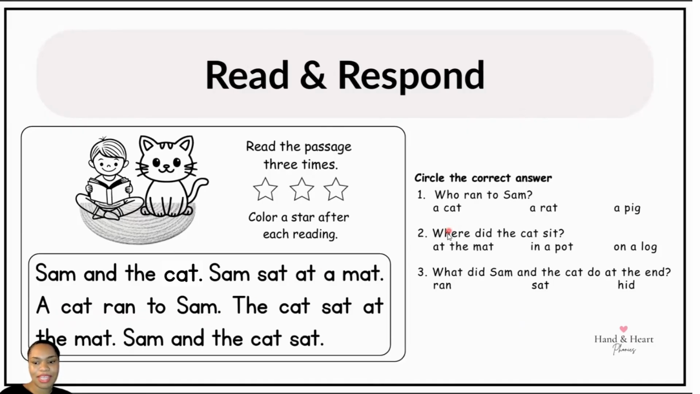A cat. Where did the cat sit? At the mat, in a pot, on a log. Where did the cat sit? Yes. The cat sat at the mat. I know because it says right here, the cat sat at the mat. What did Sam and the cat do at the end? Ran, sat, hid. What did they do at the end? Yes. Sam and the cat sat. They sat at the end.